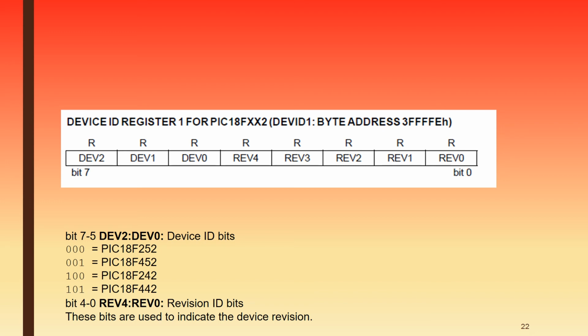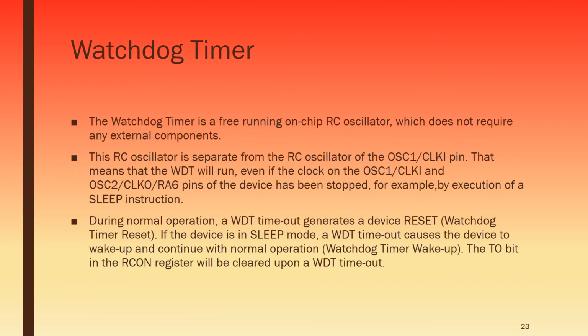So here 7 to 5 bits. So if these 3 bits are kept 000, then PIC18F2452. If it is 001, 18F452, 100, 18F242, and 101, 18F442. And the last 4 bits, that is REV3 to REV0, these are revision ID bits. So these bits are used to indicate the device revision. So you can have device setting accordingly.